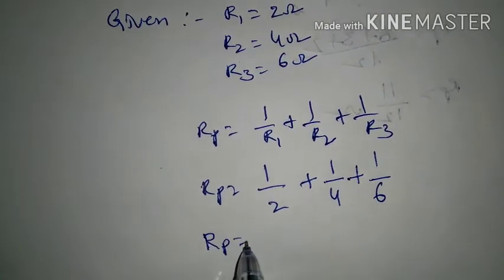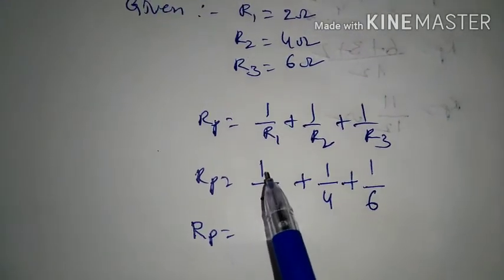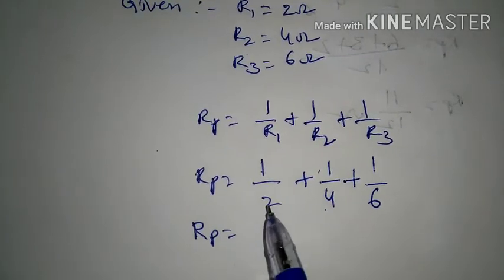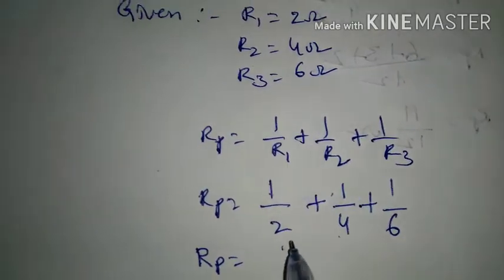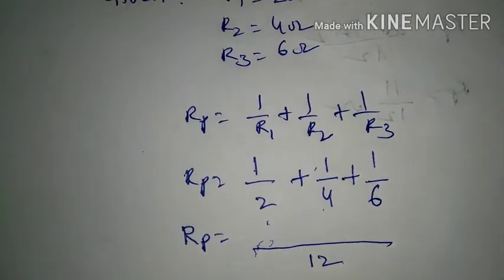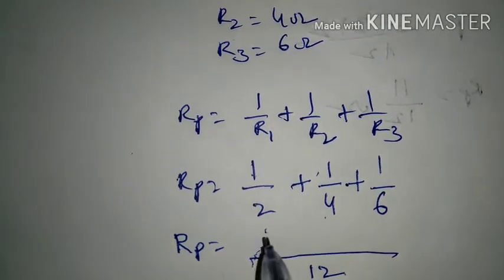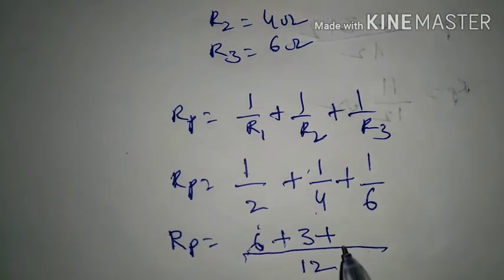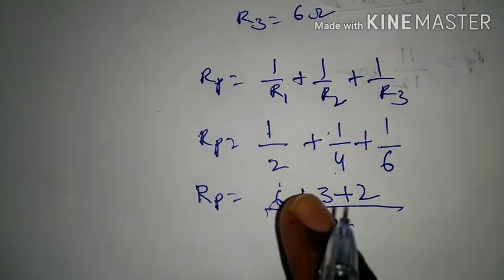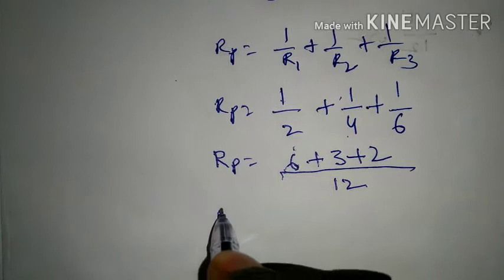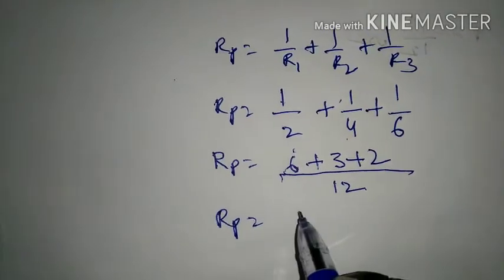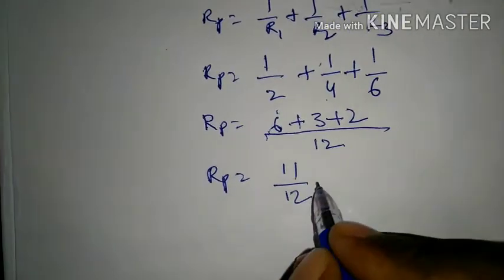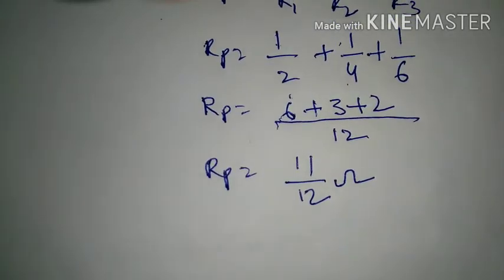Next, the LCM of 2, 4 and 6 is 12, so divide by 12. 1 by 2 becomes 6, 1 by 4 becomes 3, and 1 by 6 becomes 2. So 1 by Rp is equal to 6 plus 3 plus 2 by 12, which is 11 by 12. So Rp is equal to 12 by 11 ohms. Completed this problem.